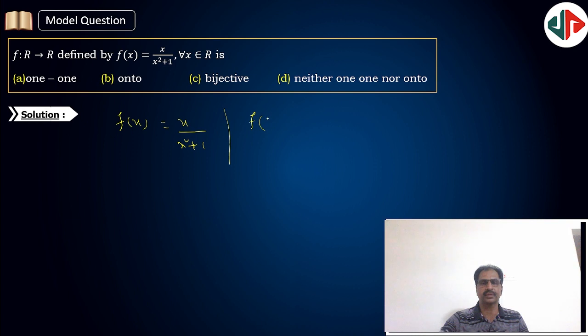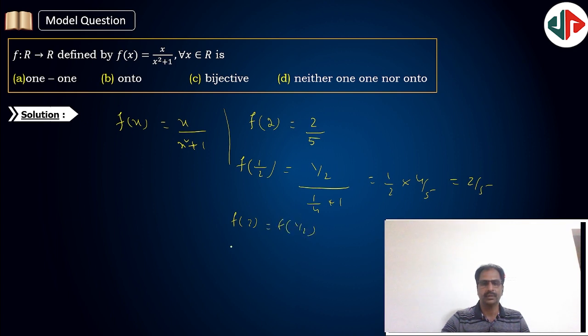So I can take any value for x. Let us say I am taking f of 2. What is f of 2? 2 by 5. Now tell me f of 1 by 2. (1 by 2) by (1 by 4 plus 1). That is equal to 1 by 2 into 4 by 5, which is 2 by 5. Which means f of 2 and f of 1 by 2 are equal. Therefore, the function is not one-one, because as per the definition, one-one means different elements should have different images. But here 2 and 1 by 2 have the same image, and hence it is not one-one.